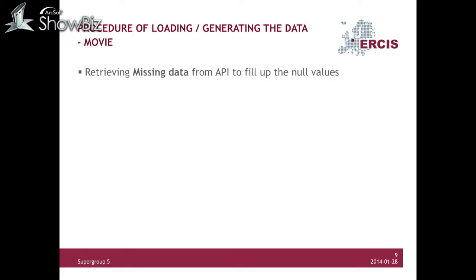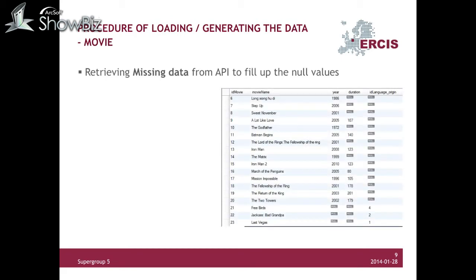Now I'm going to show you an example of propagating the movie table with data from the API. Since it's a long process, we separate it into 2 sub-processes. Firstly, retrieve the missing values from the API to fill up all the null values to solve the data quality issues in our database. And secondly, propagate the movie table with new movies.